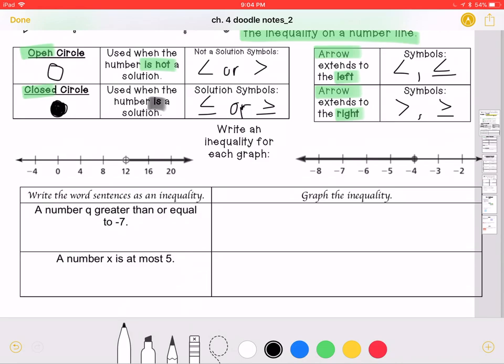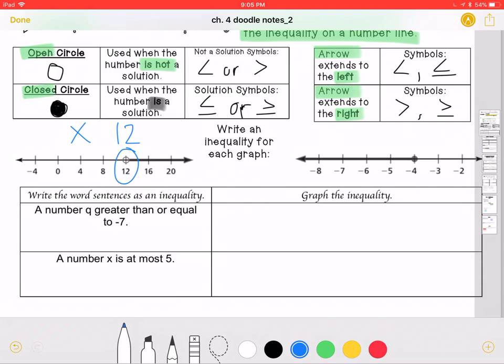All right, let's do some practice here. Write an inequality for each graph. When you're writing an inequality, you're always going to have a variable. So say we choose X. We're then going to have a symbol and you're going to have a number. The number you use is where your graph starts. Where's that circle at? It's at 12.